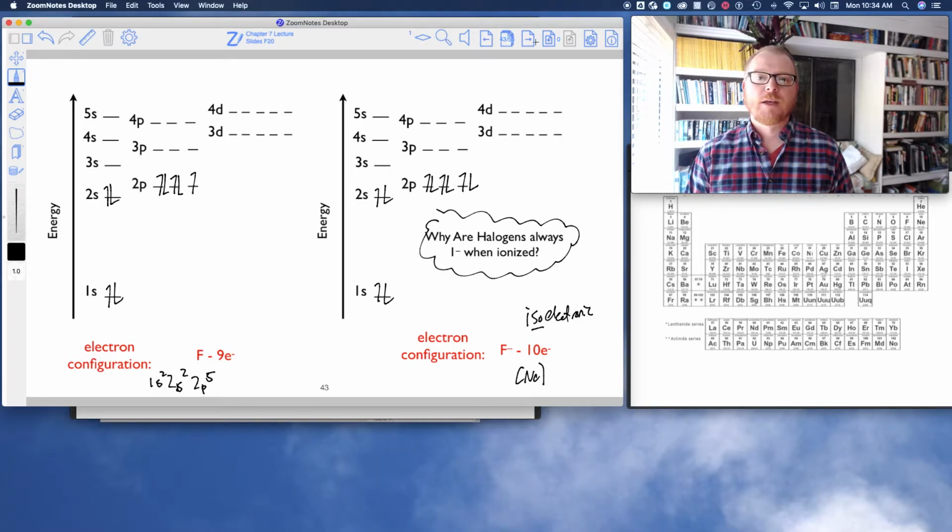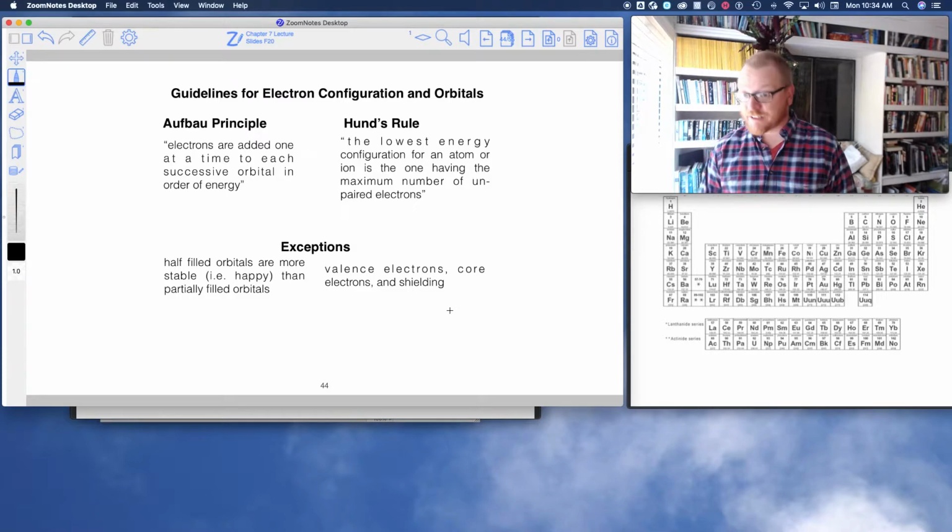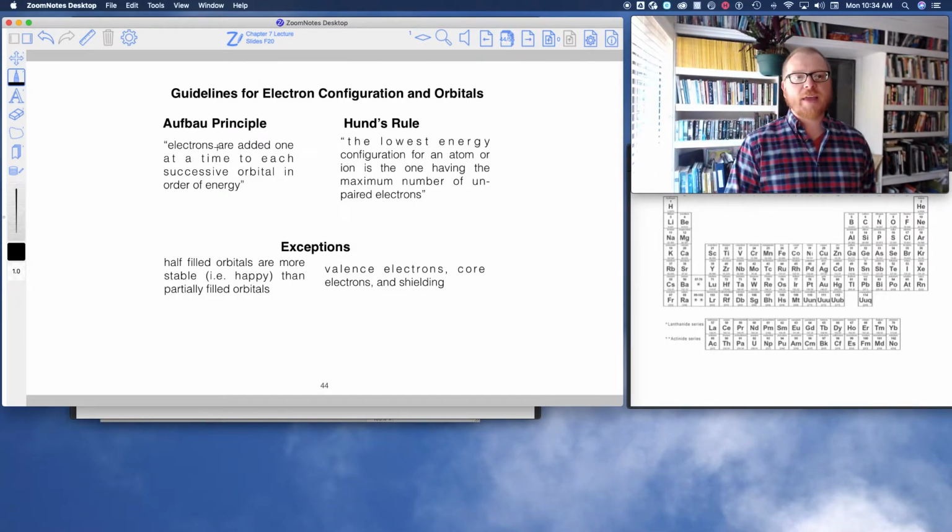All right? So now there are a few exceptions here that we're going to go through. So we remember the Aufbau principle. Electrons are added one at a time to each successive orbital. Okay? There's Hund's rule. I haven't introduced this yet, but I will now.